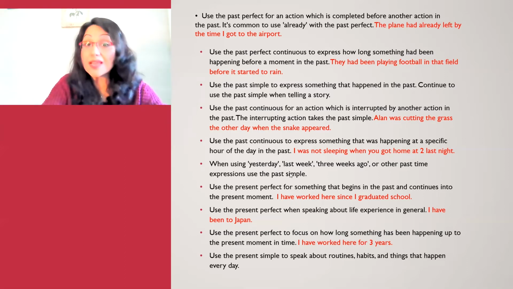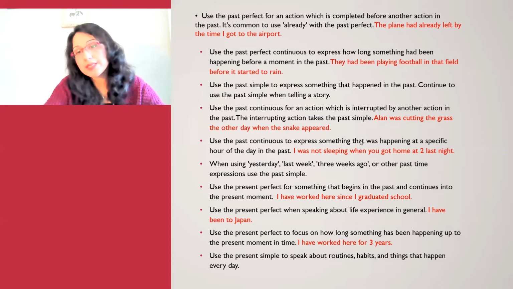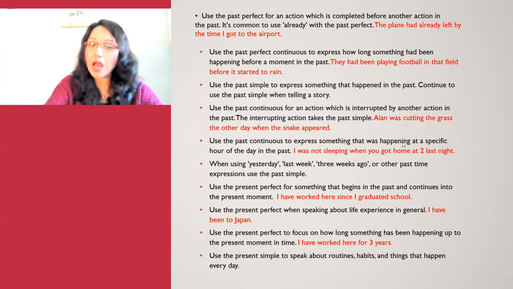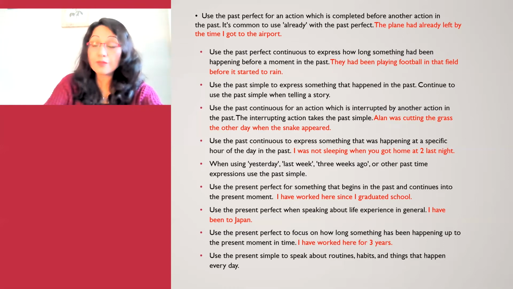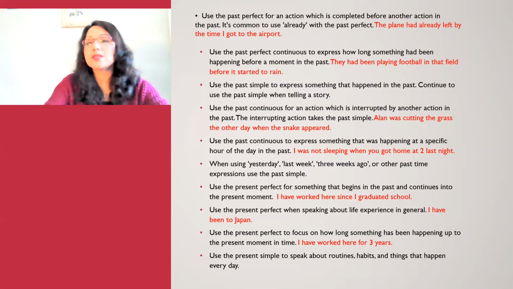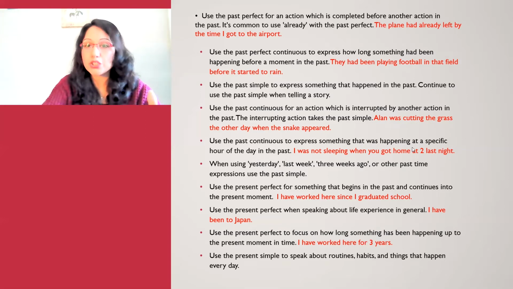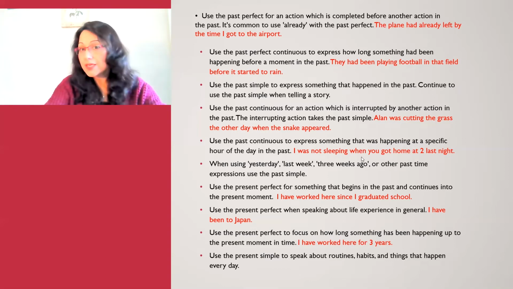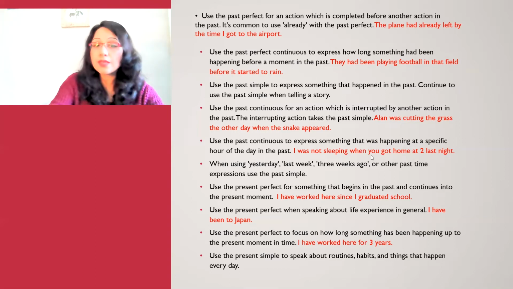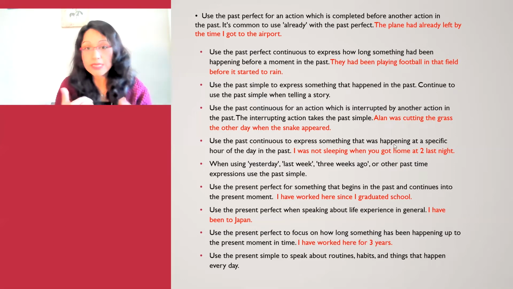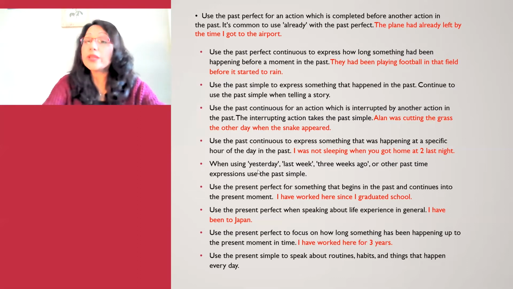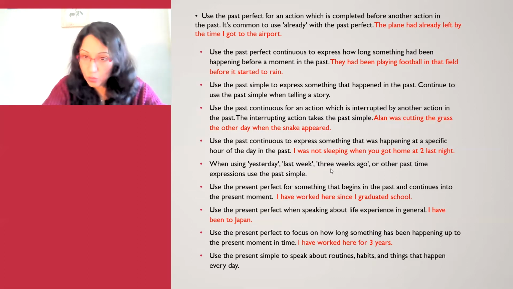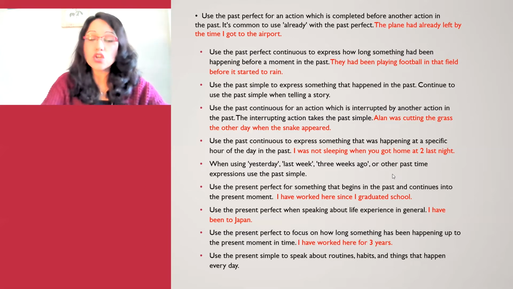Okay. Next tip, use the past continuous to express something that was happening at a specific hour of the day in the past. So again, you are going to be using it with something in the past that was happening for some time, specific time in the past. So I was not sleeping when you got home at 2 last night. All right. So again, I was not sleeping, to express something that was happening. So what was happening? I was not sleeping. And at 2.